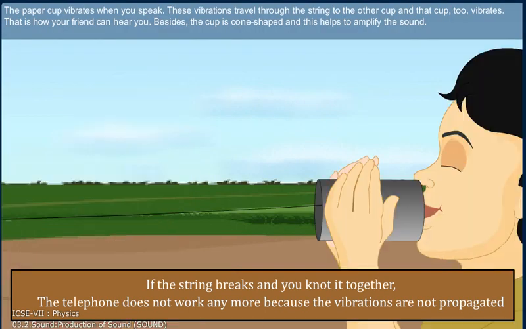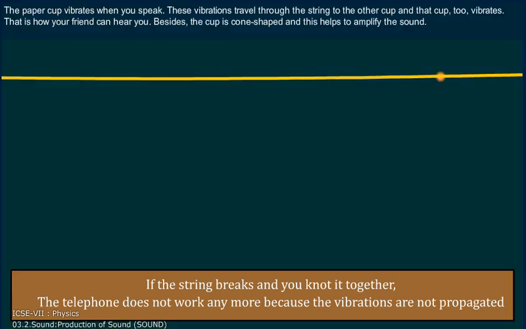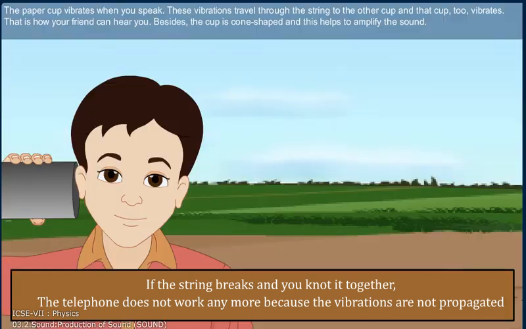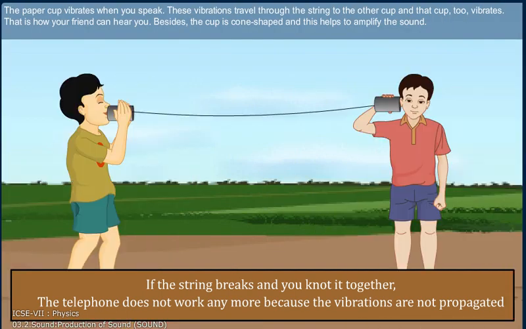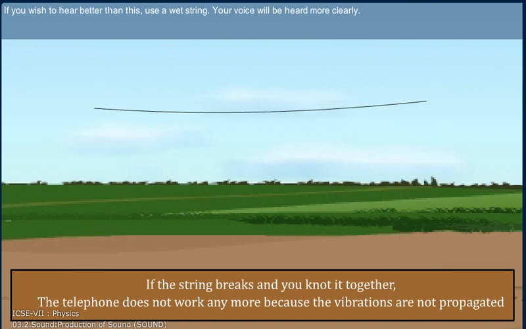The paper cup vibrates when you speak. These vibrations travel through the string to the other cup and that cup too vibrates. That is how your friend can hear you. Besides, the cup is cone-shaped and this helps to amplify the sound. If you wish to hear better than this, use a wet string. Your voice will be heard more clearly.